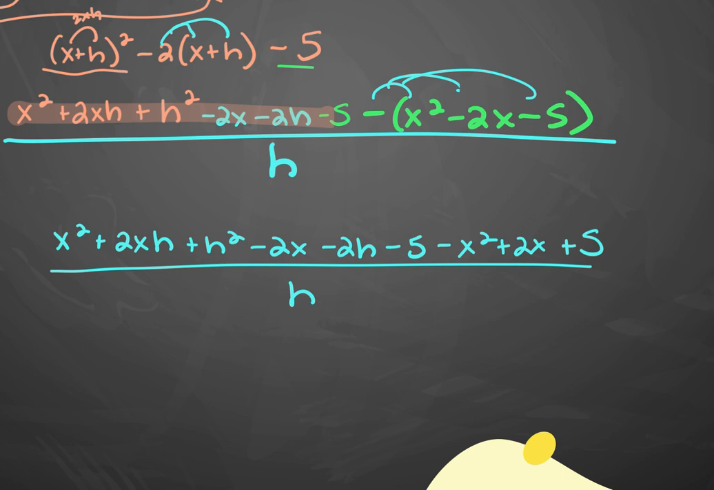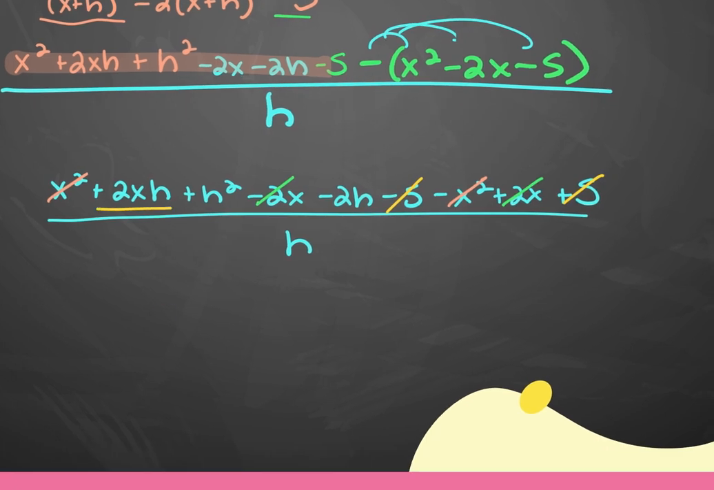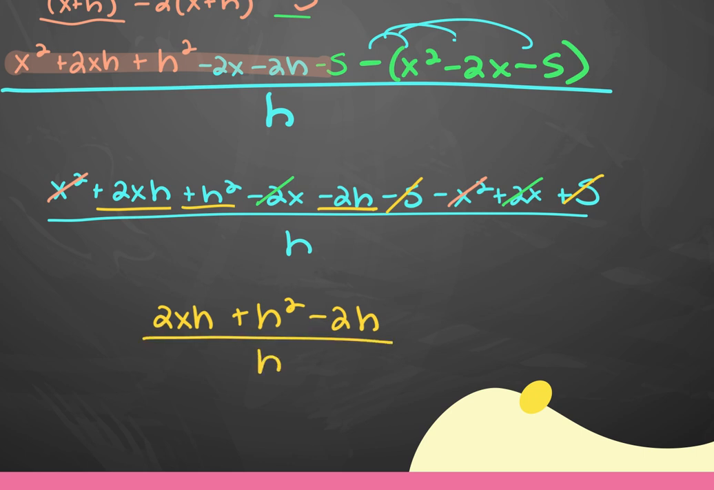Now I combine like terms. There's a positive x squared and a negative x squared. They cancel out. There's a negative 2x and a positive 2x. They cancel out. There's a negative 5 and a positive 5. They cancel out. If you do this step correctly, everything that's left will have an h. So I have 2xh plus h squared minus 2h, and it all goes over h.